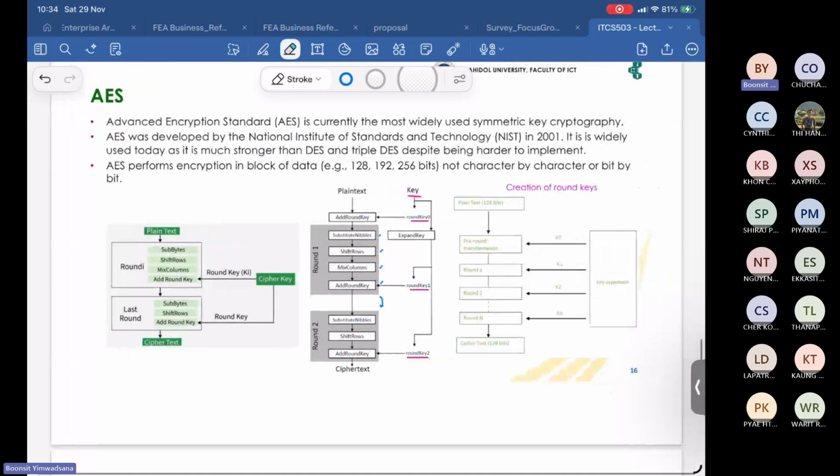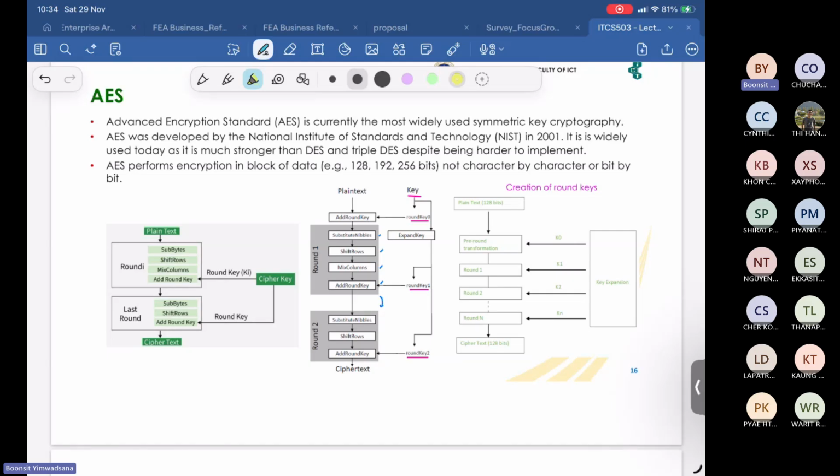And according to the study, this method needs to use a key of at least 128 bits, but the recommendation is 256 bits. And if you perform this, it will be quite a bit more difficult to solve than DES and triple DES.